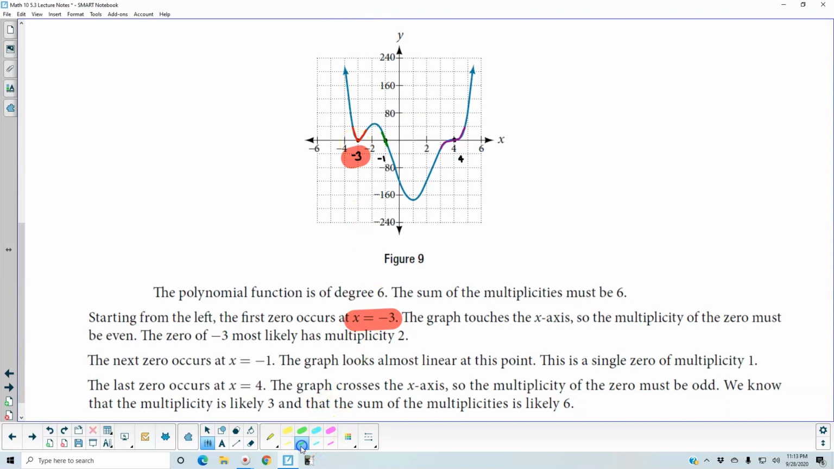Now, the next zero occurs at x = -1. The graph almost looks linear at this point because it's going through the point there, and this is a single zero of multiplicity 1. And then the last zero, which is 4, we can see the graph crosses the x-axis, so the multiplicity of the zero must be odd. We know that the multiplicity is likely 3, and that the sum of the multiplicities is likely 6.